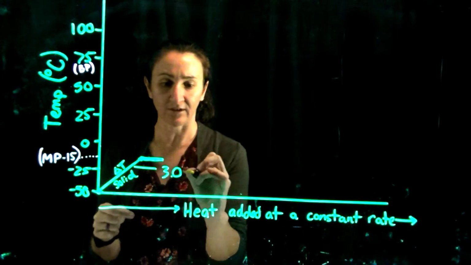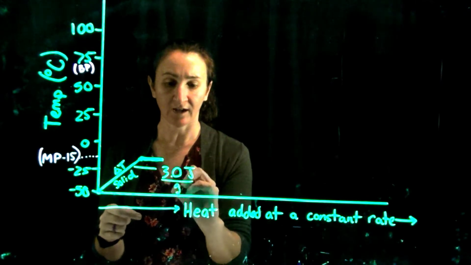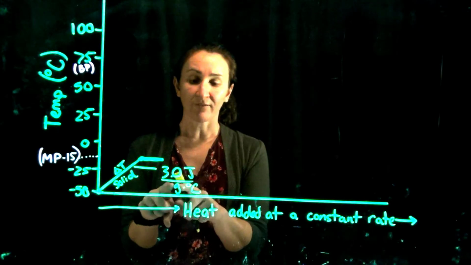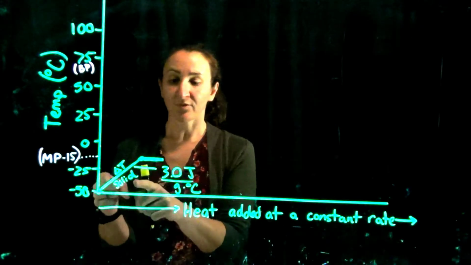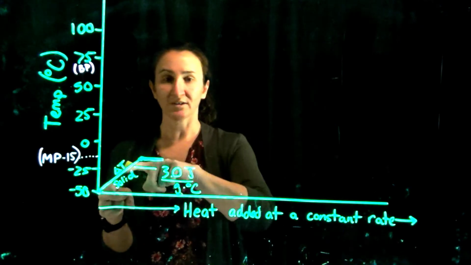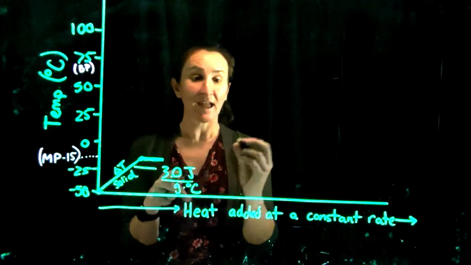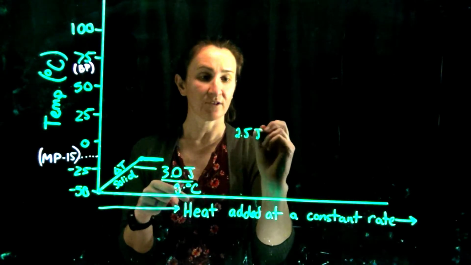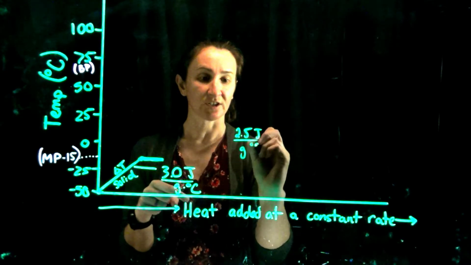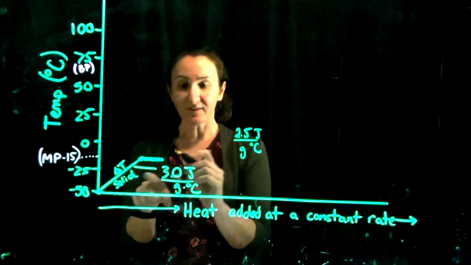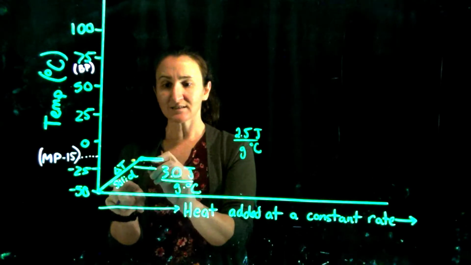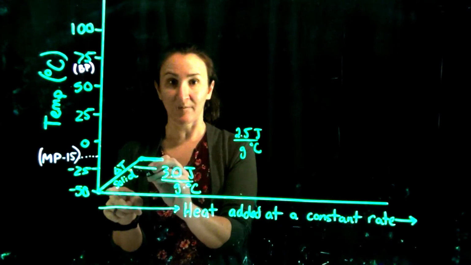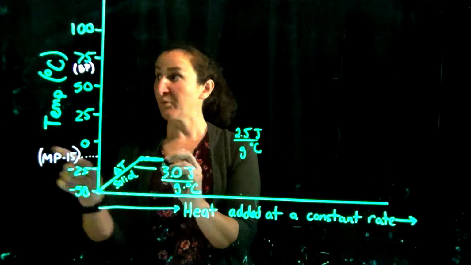So 3.0 joules per gram times degrees Celsius, which means for every 1 gram, I'm going to need to input 3 joules of energy to change 1 degree Celsius. My next transition is less than that, but pretty similar, 2.5 joules per gram degrees Celsius. Since it's about the same, my slope is just going to be a little bit steeper, because I need just a little bit less energy to make that same 1 degree Celsius jump. So it's going to be pretty similar.